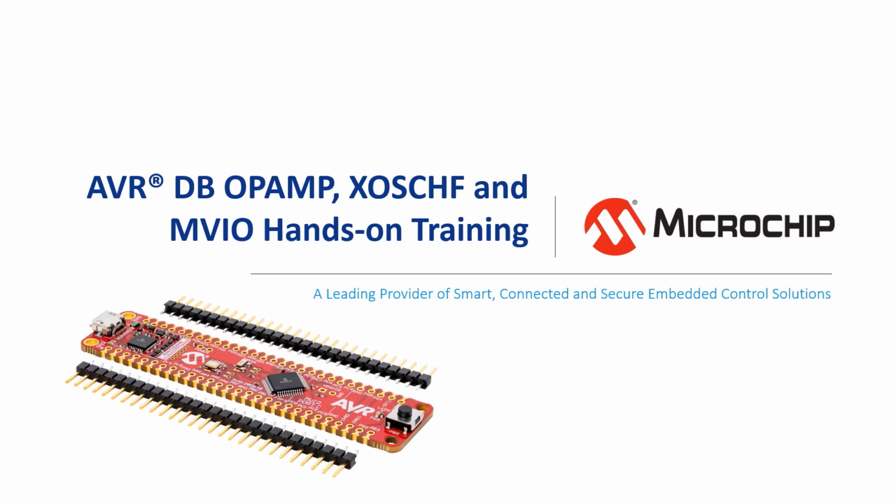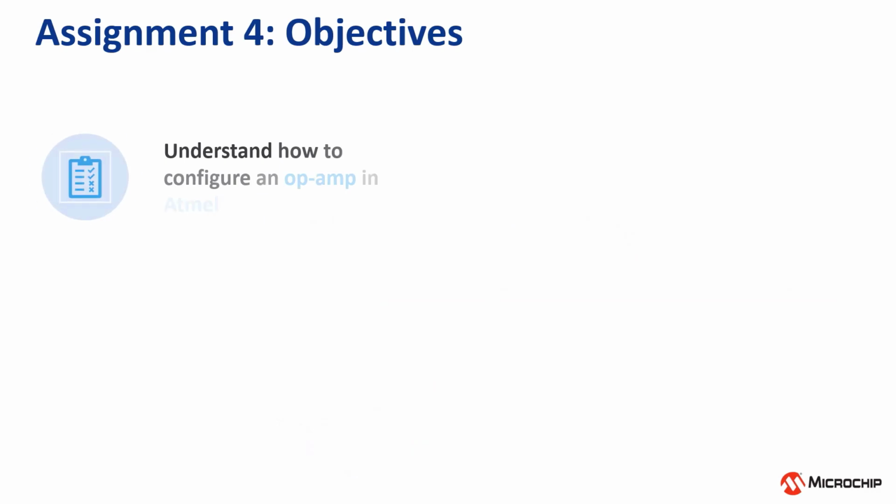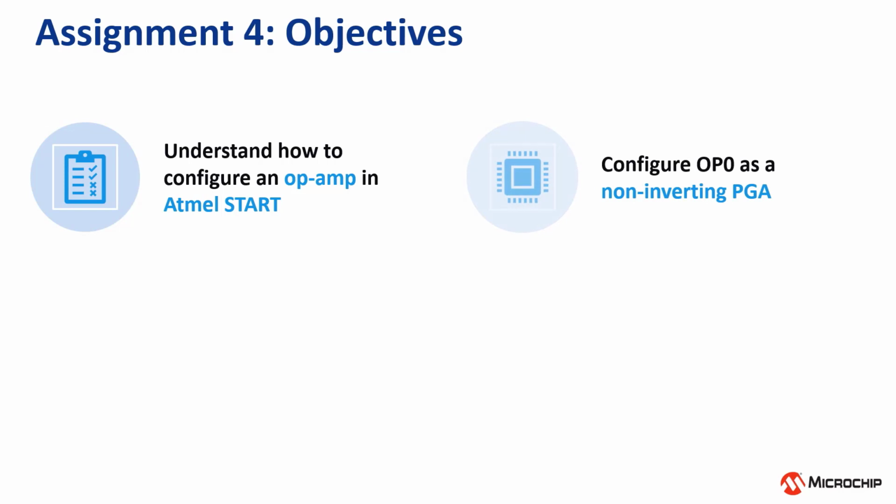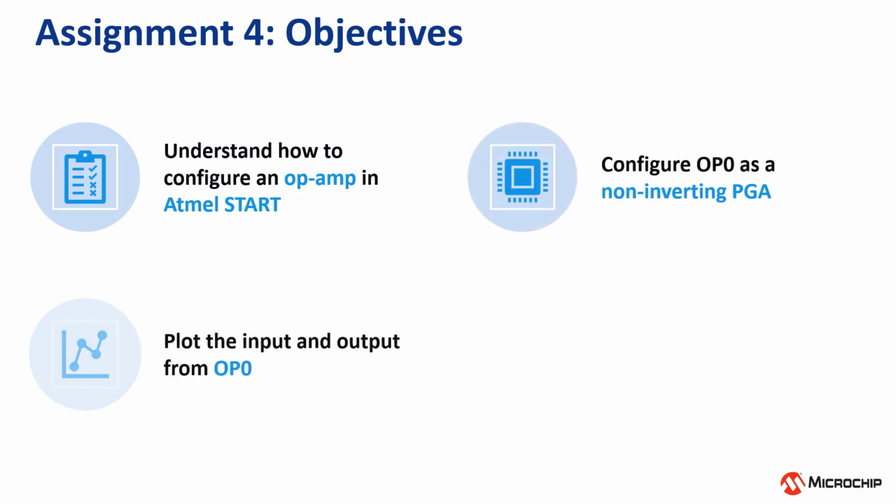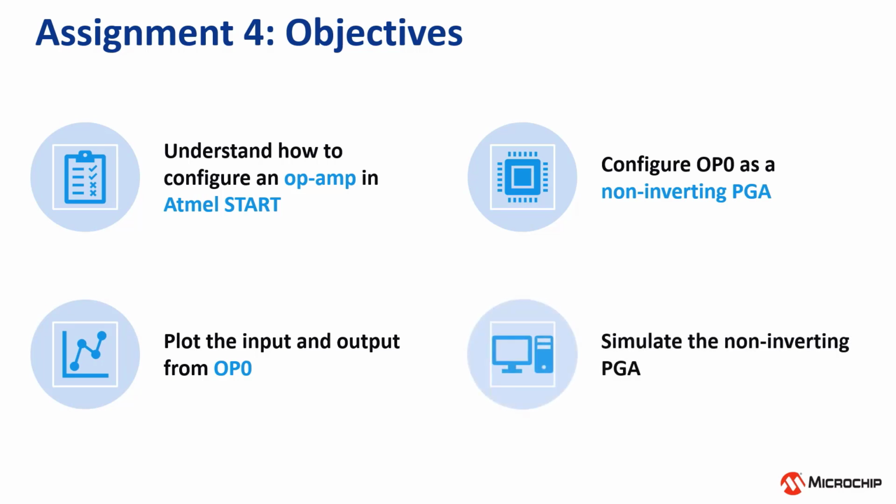In this assignment, we'll be focusing on how to configure the op-amps in Atmel Start and how we can simulate the AVR DB op-amp in MPLAB Mindi. The objective of this assignment is to understand how to configure the op-amps in Atmel Start, configure OP0 as a non-inverting PGA, plot the input and output of OP0 using the data visualizer, and simulate the non-inverting PGA.